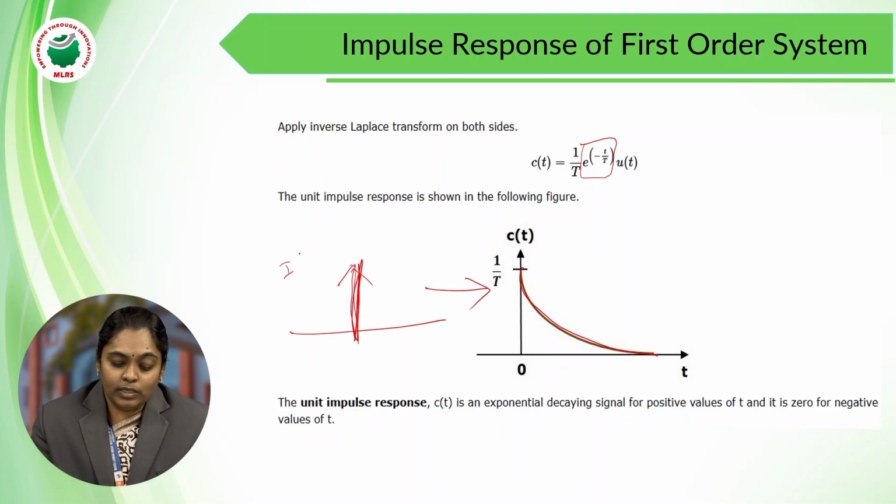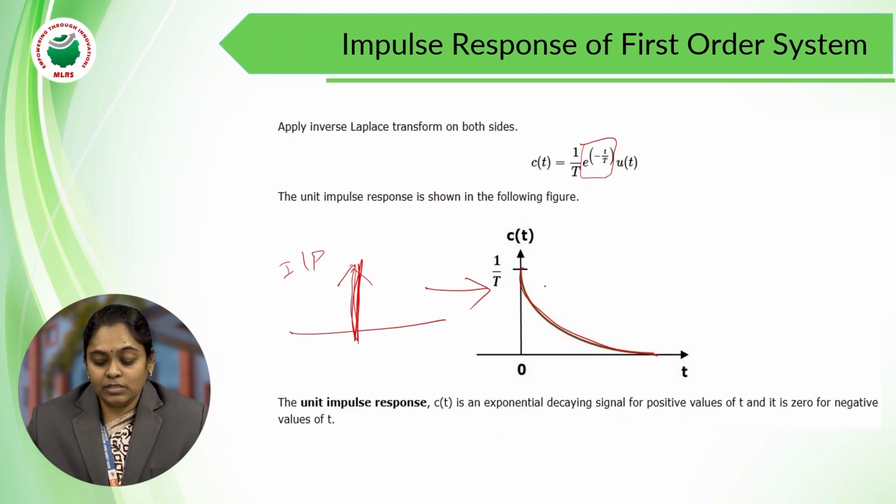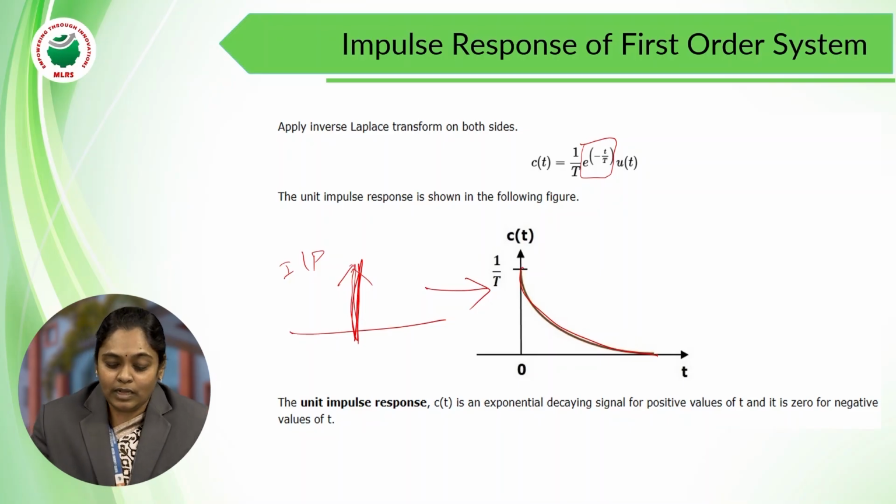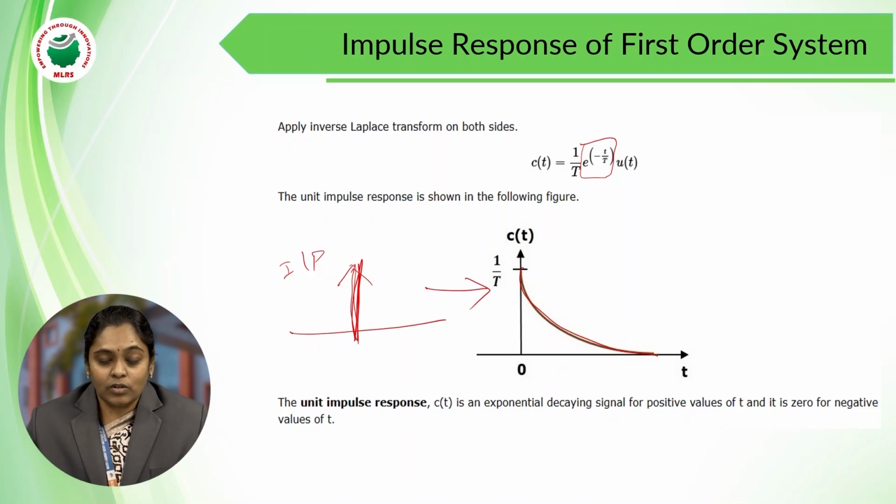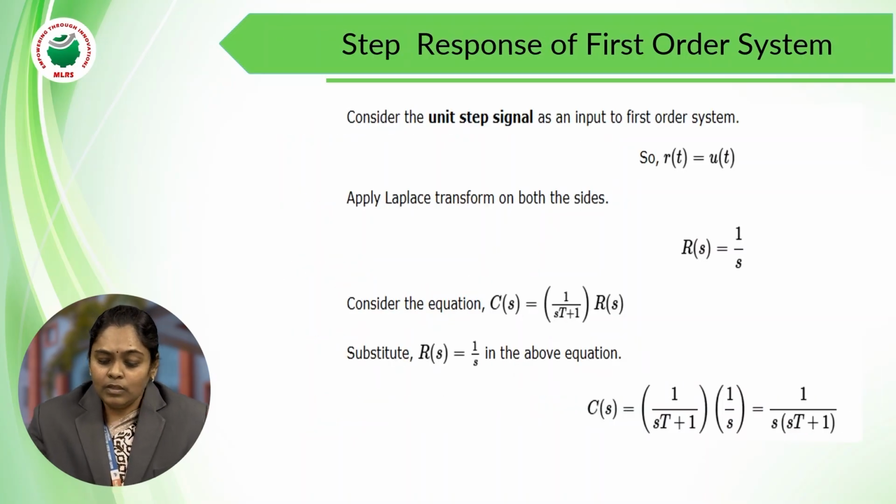So input is impulse, but output is exponentially decaying value. Similarly, let me consider how to find out the response of a first order system for a step input. So this is the impulse response of first order system. Here I have applied the input as impulse. Now let me assume that instead of impulse input, I am applying a step input.